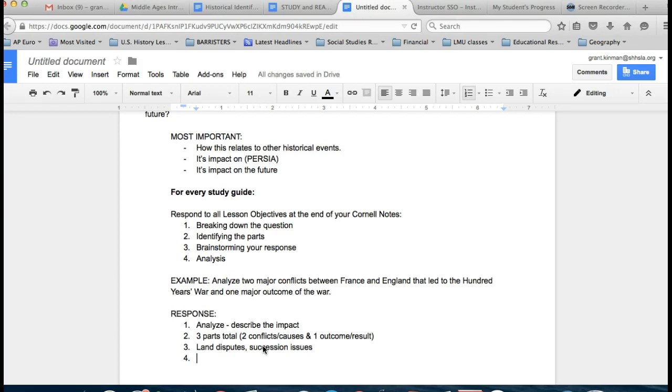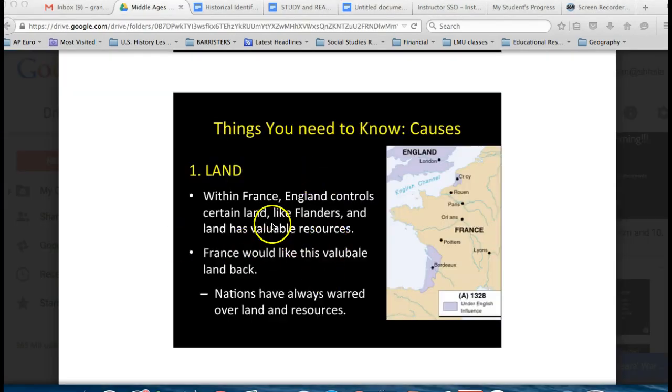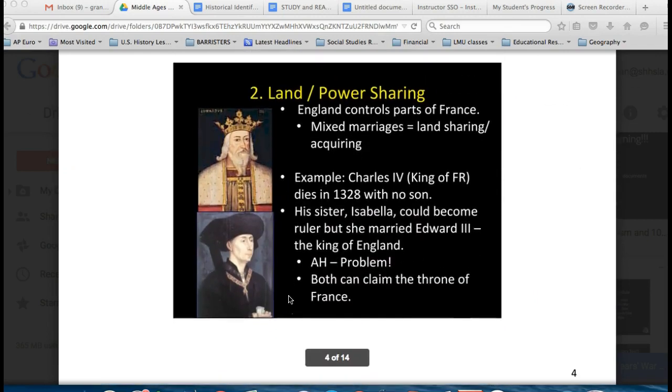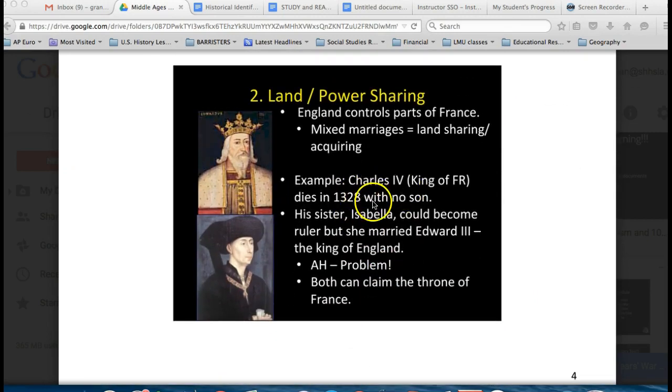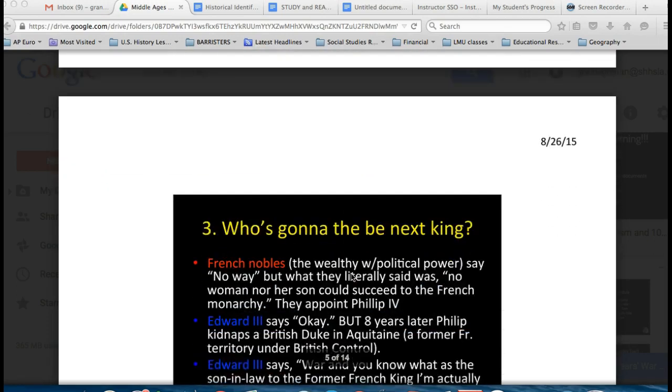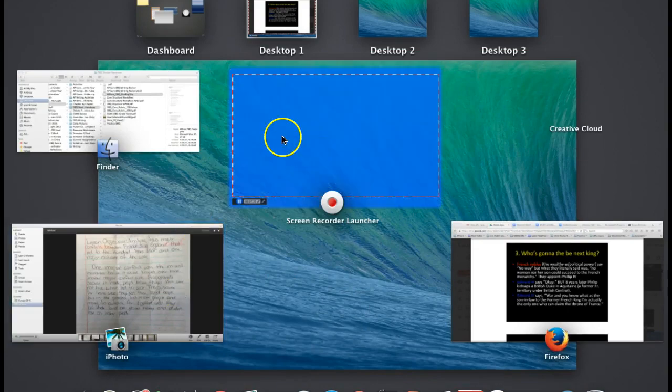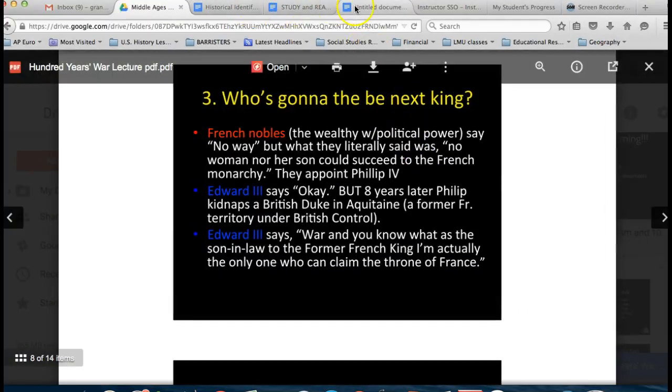And 4, I need to analyze. So I got to think, okay, what was the deal with land disputes and succession issues, and how might this have led to the 100 Years' War? I go back to my notes and I think land issues. Oh yeah. The problem was within France, England controls certain lands, and I can analyze and take that deeper and describe how this leads to issues. Then I think, what else? Oh yeah, there was that issue with Charles IV where he has no son, and then we got the issue of Edward, the King of England, marrying Isabella, his sister, and who's going to be the next king. That's right, okay. So I got some ideas from my notes, and I'm going to go back here.